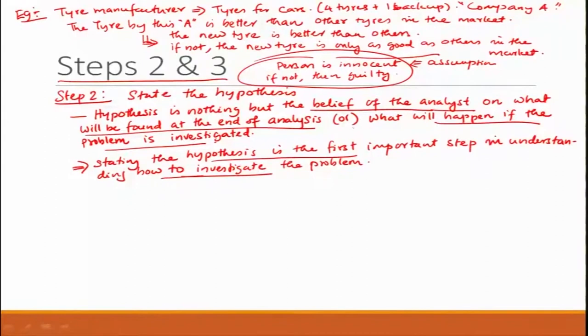So then all your analysis in the second case is what the police will do: they will only try to find evidence to prove guilt. The same thing, if we do this, then we only look for evidence in this case to prove superiority of the tire. So how you do the analysis is determined by how you state your hypothesis.